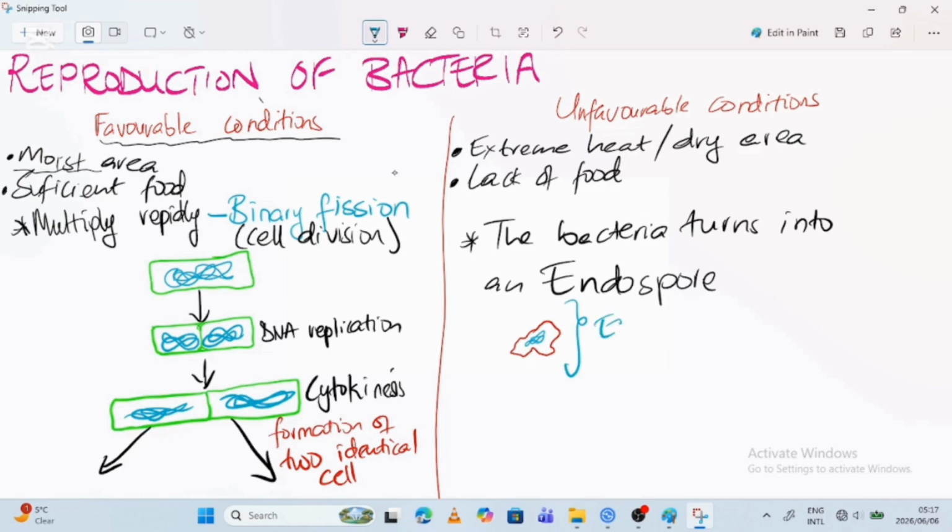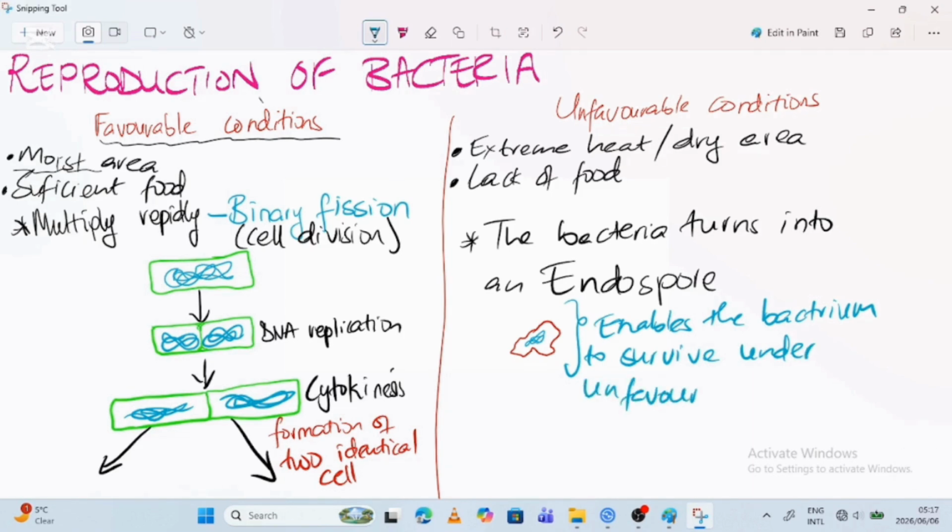An endospore enables the bacterium to survive under unfavorable conditions. So that's it. And then after here, we'll be looking at the activity based on bacteria and viruses.